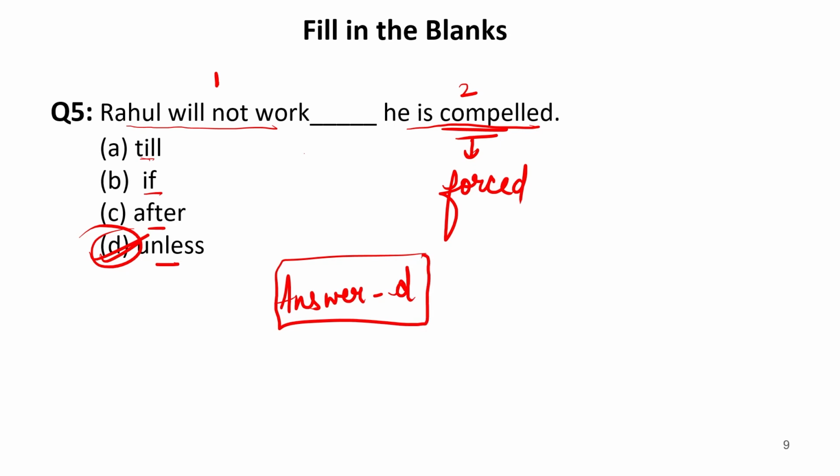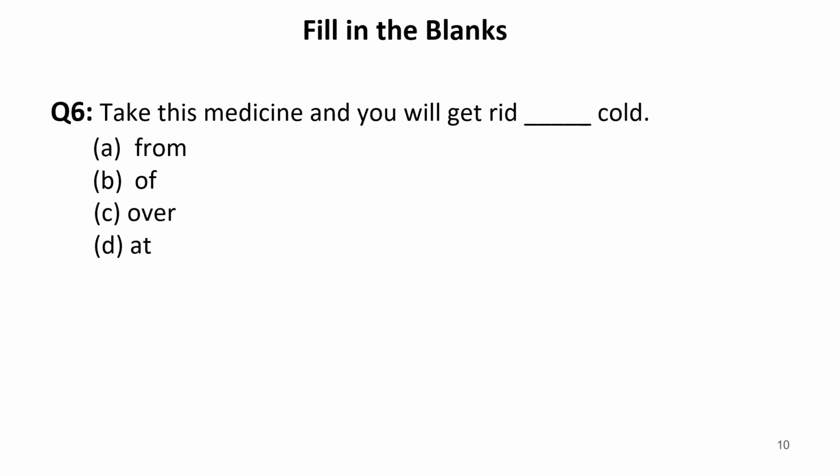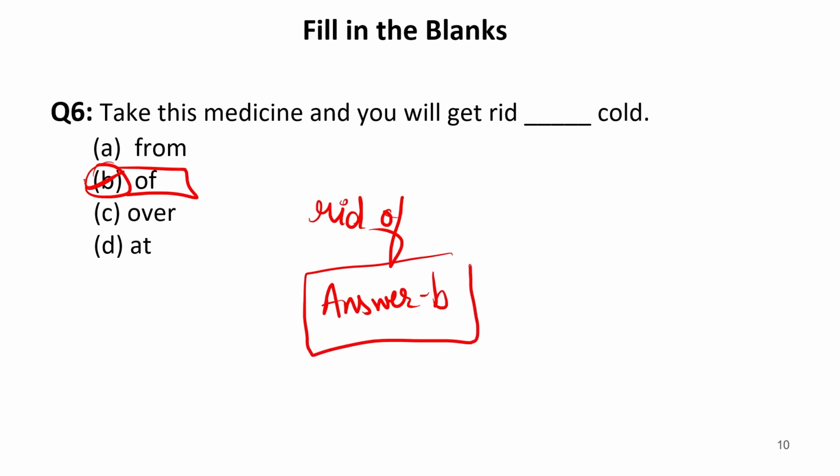Now let us move to the next sentence. Take this medicine and you will get rid dash cold. Now rid is always followed by of. This is a predefined prepositional phrase. So here our answer will be B. B is the correct answer.